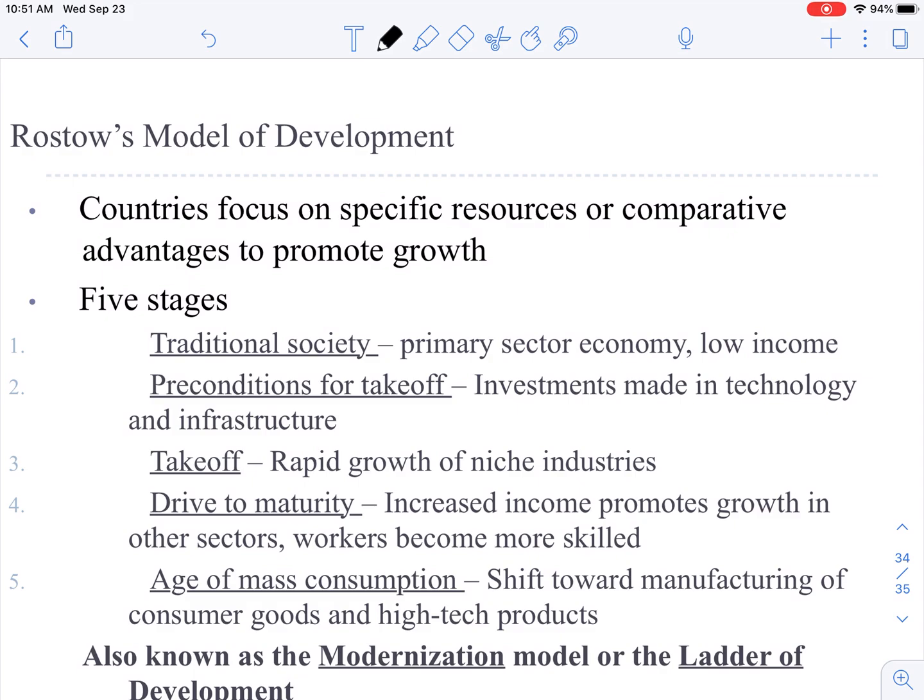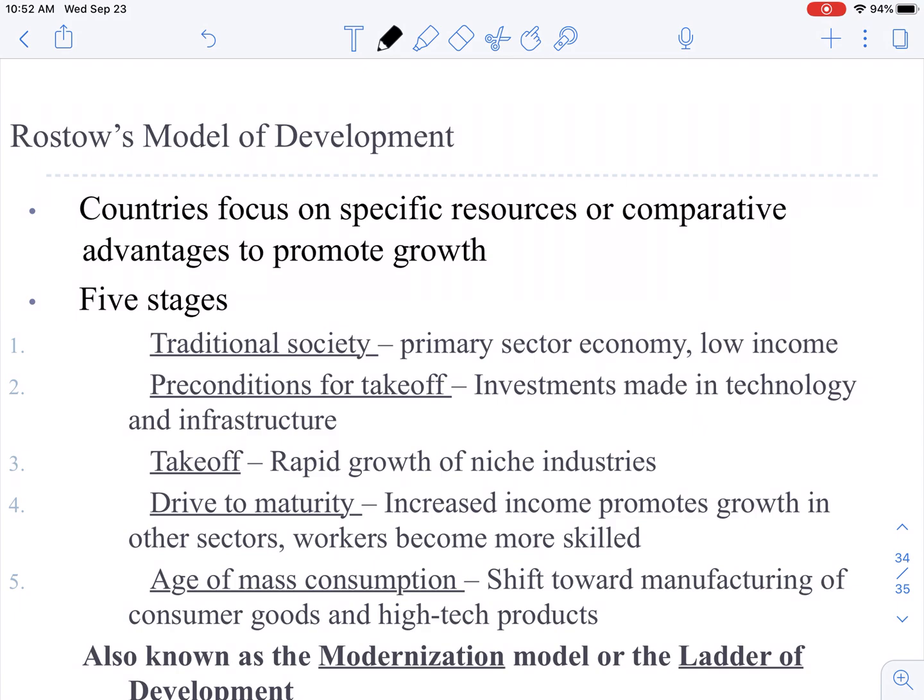The last two slides are introducing two models of development to be familiar with. The first is Rostow's ladder of development, and it states that countries go through 5 stages of development. When they're least developed, they have a traditional society and low-income primary sector jobs. Then there are conditions for takeoff as they move to the next phase, where investments are made in technology like we see in Zambia. After that, there's a takeoff period that countries go through, and there's rapid growth in the industries that they establish there.